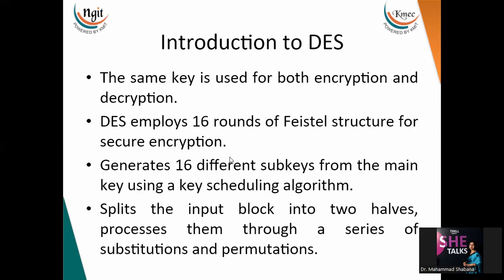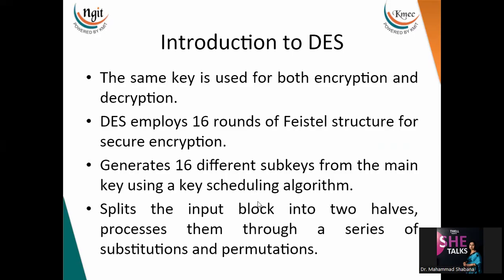Here, we are using symmetric encryption. That means the same key is used for both the encryption and decryption process. We are using the Feistel cipher structure, which goes through 16 rounds for secure encryption. It generates 16 different subkeys from the main key using a key scheduling algorithm.